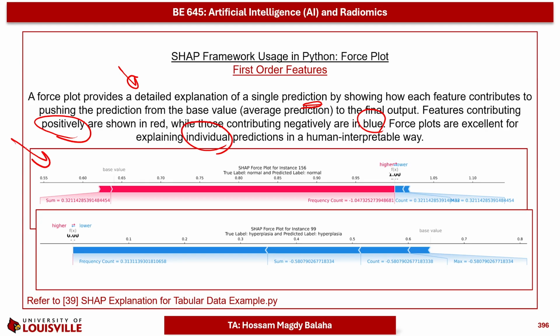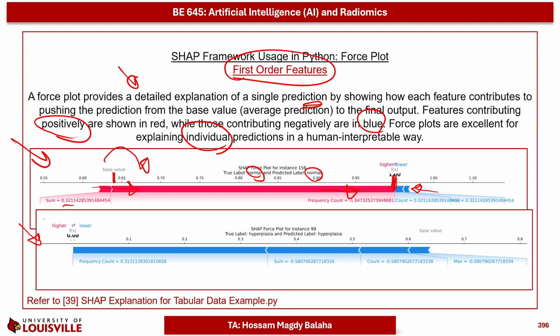So let's take this example, also for the first order features. We have here a normal case, and this is our base value. The sum, which is this value, pushes the contribution positively. The frequency count also pushes positively, but the count and the sum push negatively. The whole value here is summarized by f(x) equals 1, and we can say it's label 1 because it's above the base value, so it belongs to the normal, because you are encoding the normal to be 1 and hyperplasia to be 0.